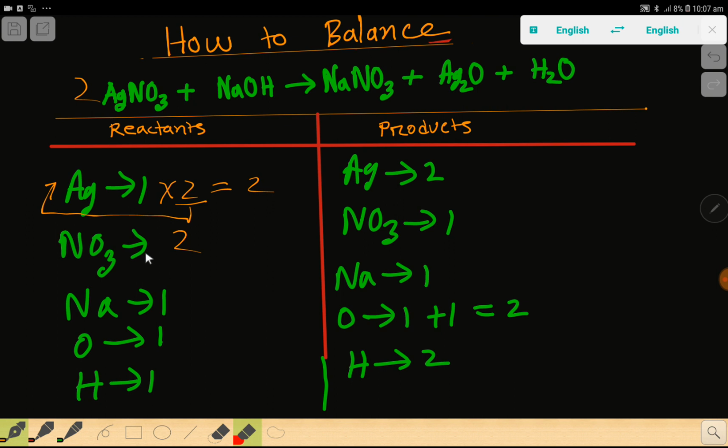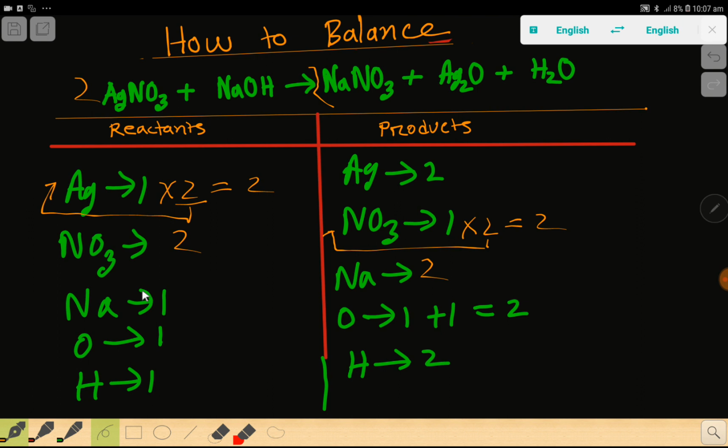Then look, NO3, nitrate here 2 but here 1. So to balance the nitrate, what can you do? You can simply multiply here by 2, right? That gives you 2. This 2 must come before this nitrate, that is here. If you place here 2, the number of sodium will be 2. So you have to update the number of sodium. The number of nitrate is 2, already you have written.